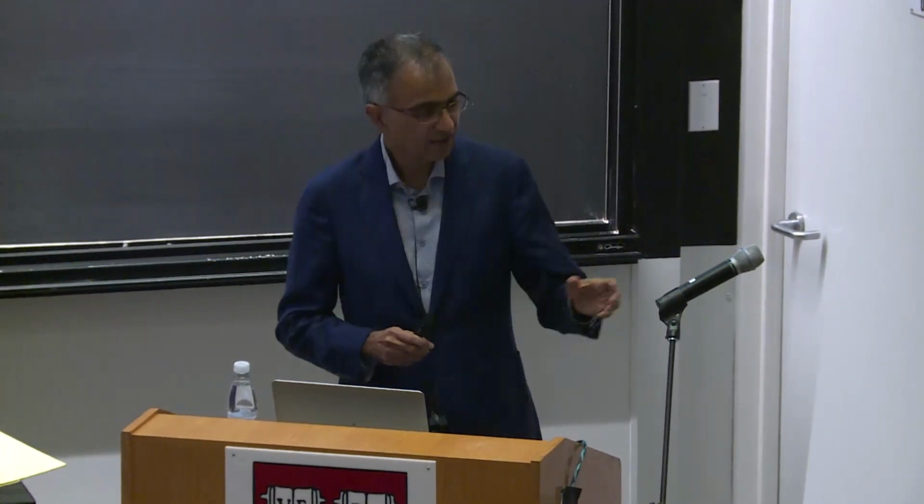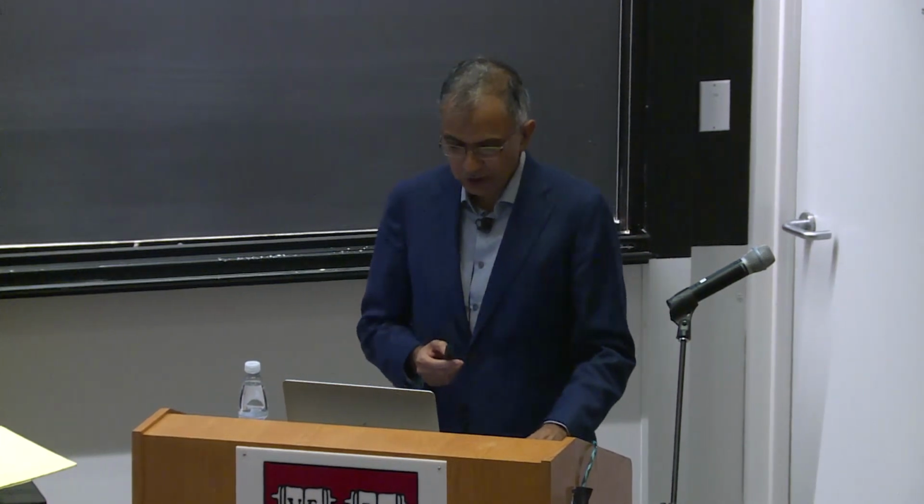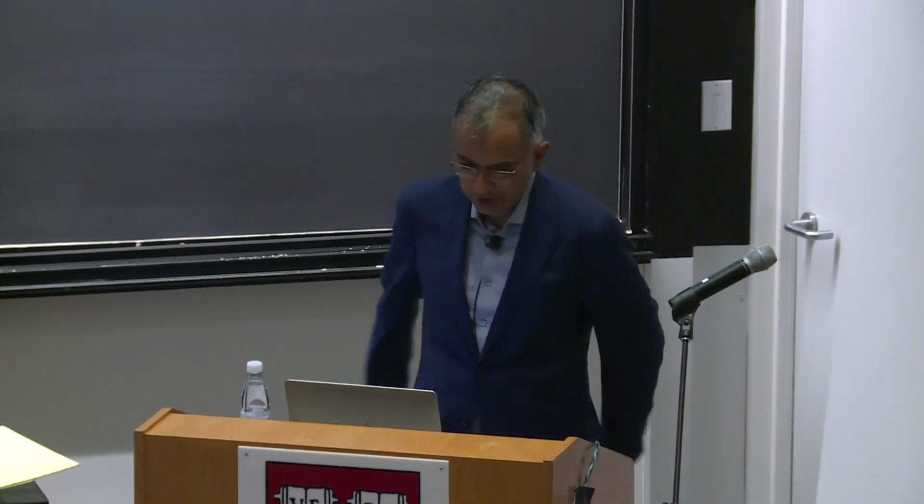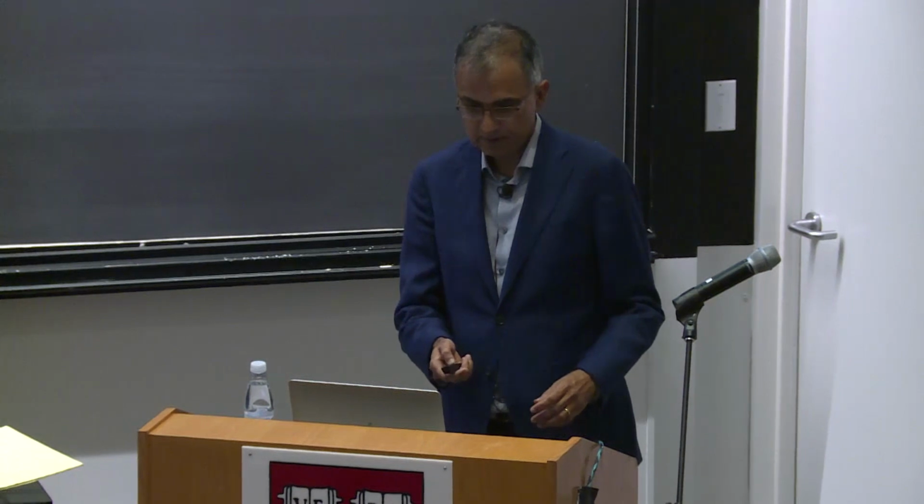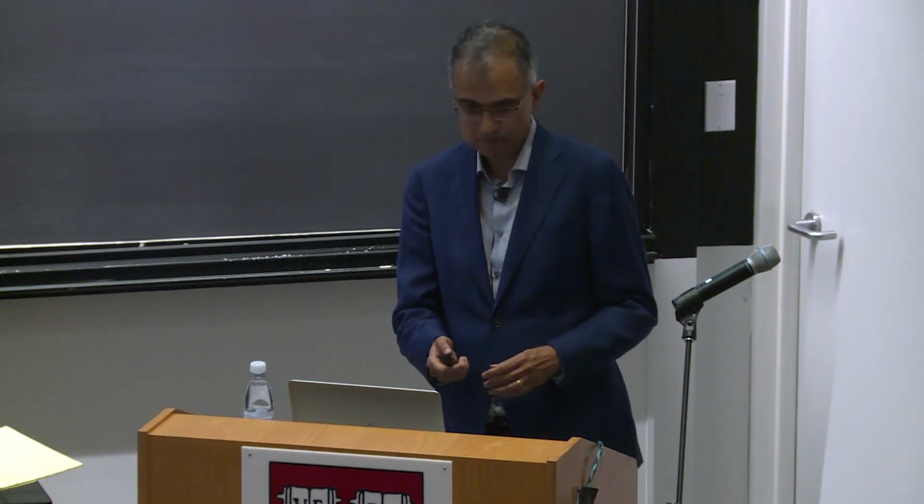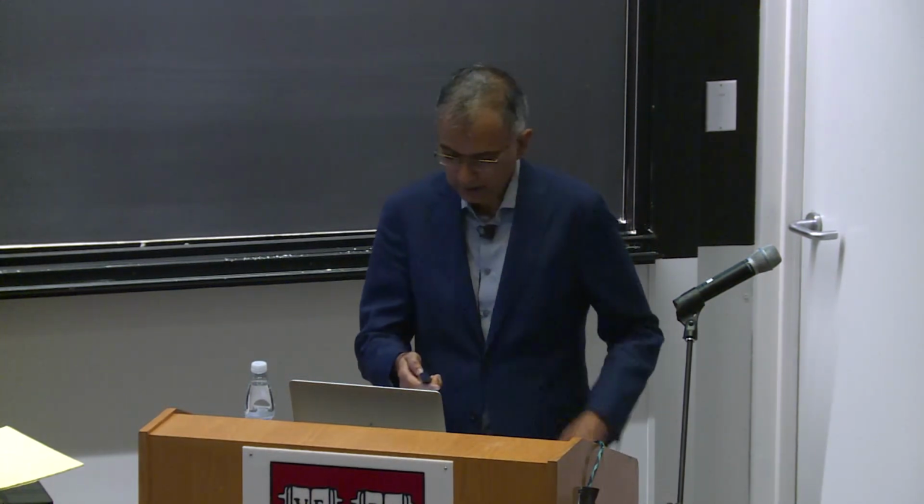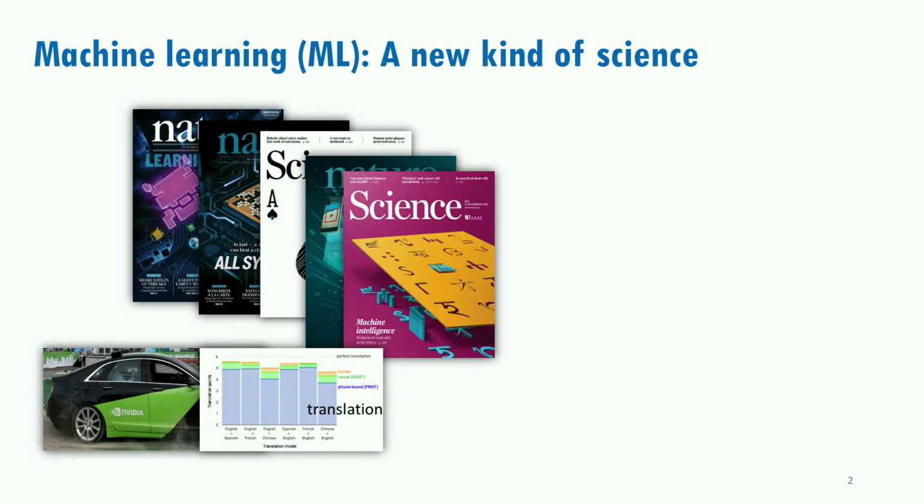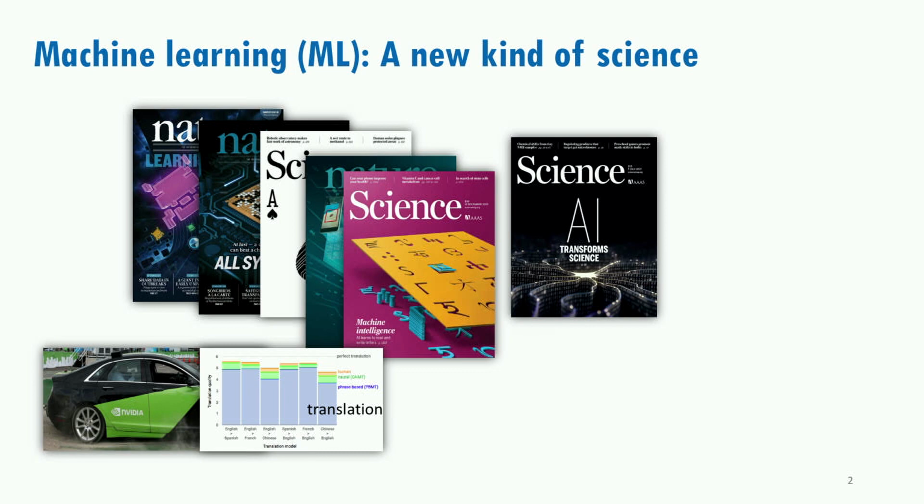Okay, so machine learning. Machine learning is a new kind of science. And these days, as you probably know, computers can play Go better than humans, spot certain kinds of cancerous tumors, and are approaching human ability in translating languages and driving cars.